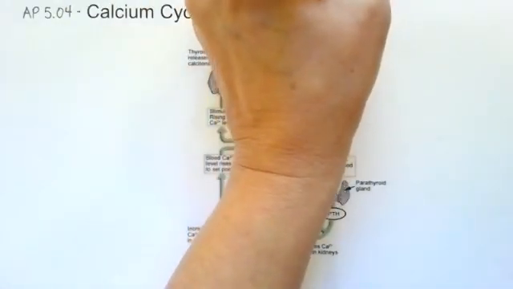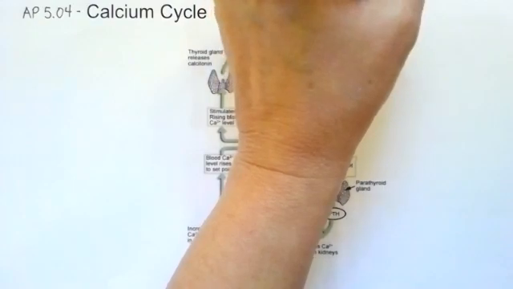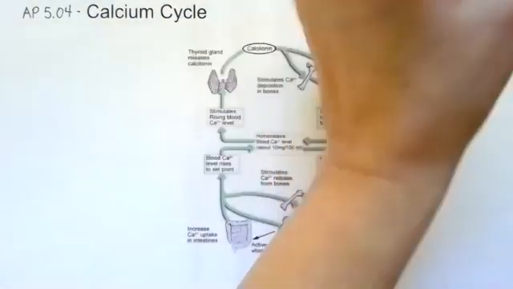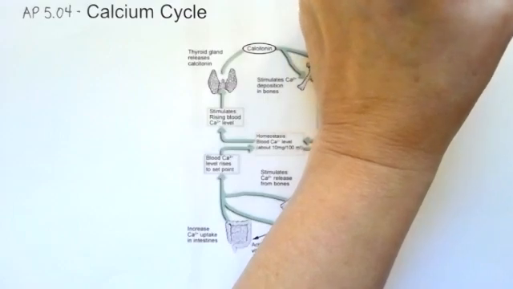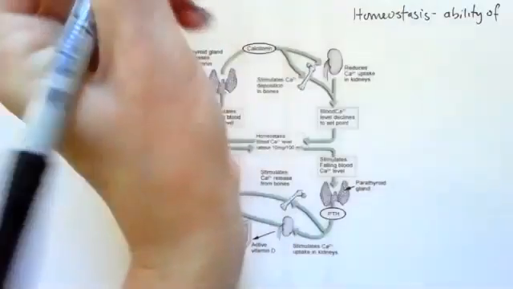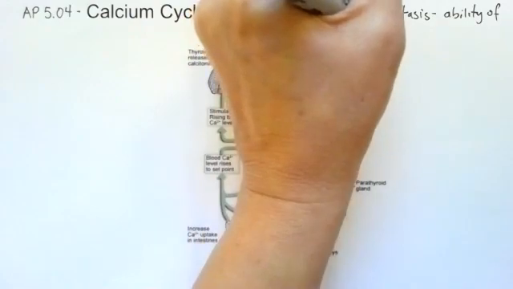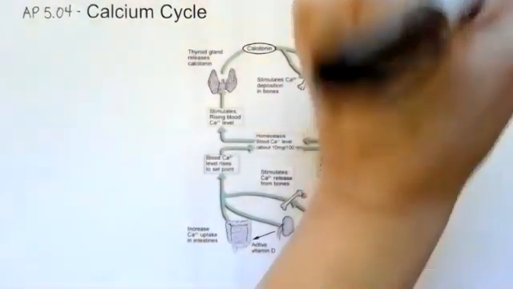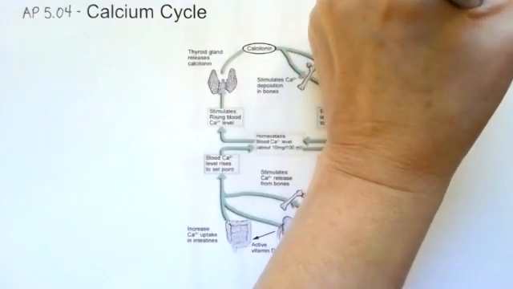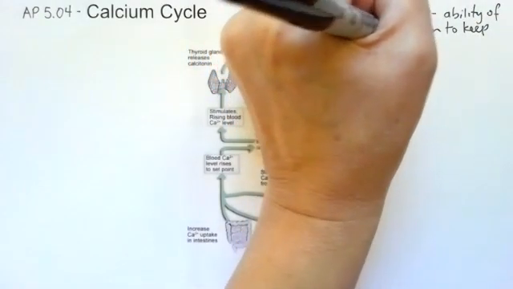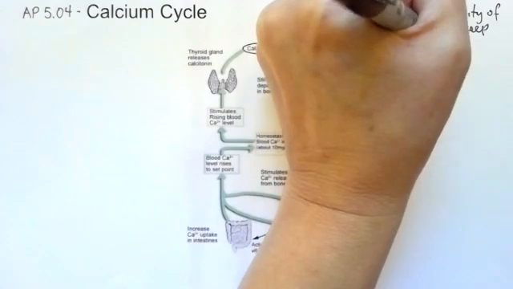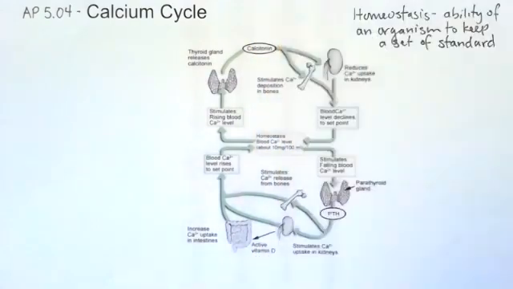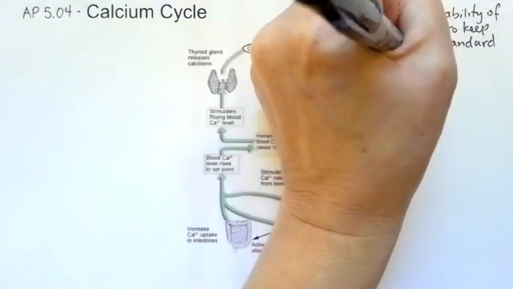So homeostasis is defined as the ability of an organism to keep a set of standard conditions.